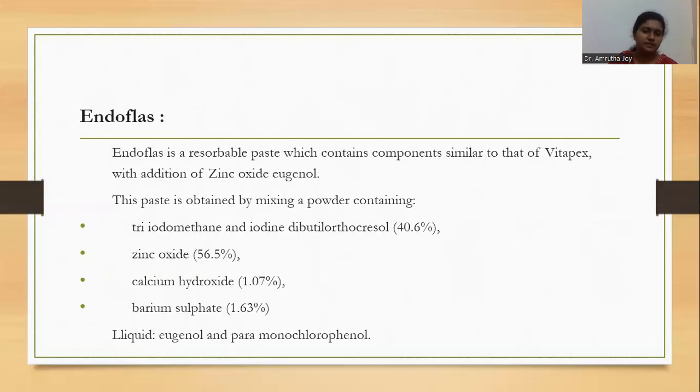Next is Endoplas. Endoplas is a resorbable paste which contains components similar to that of Vitapex with the addition of zinc oxide eugenol. It is available as powder and liquid, and the powder consists of triiodomethane and iodine dibutyl orthocresol, zinc oxide, calcium hydroxide, and barium sulfate. The liquid portion contains eugenol and paramonochlorophenol.